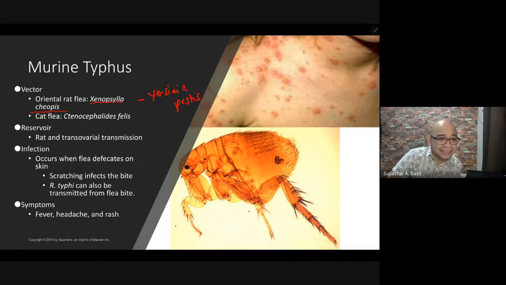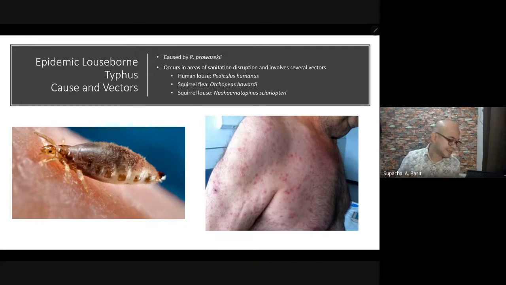So it occurs when the flea defecates on skin or scratching infects the bite, kasi nga makati yung bite, the site of the bite. So whenever we scratch the bite, the Rickettsia typhi can also be transmitted from the flea bite. That's the opportunity, because when you scratch your skin, there would be minor abrasion, and that would be the opportunity for the bacteria to enter. So symptoms would include fever, headache, and rashes. Like as you've seen here, now these are rashes. Okay, so that is the murine typhus.